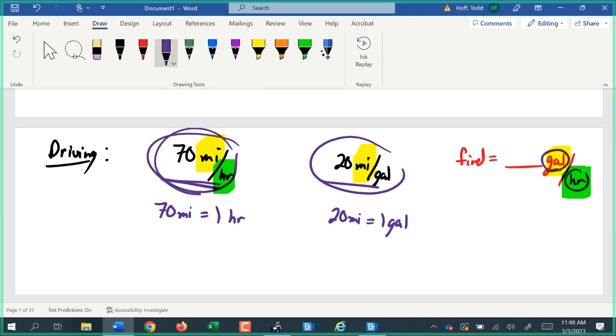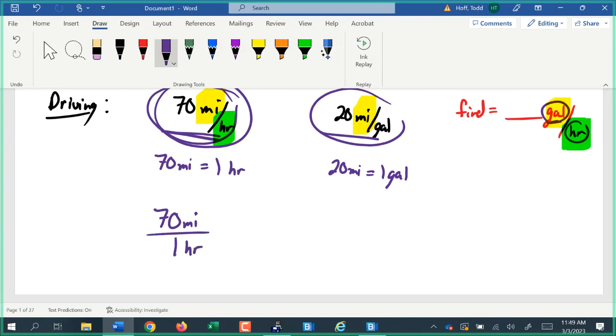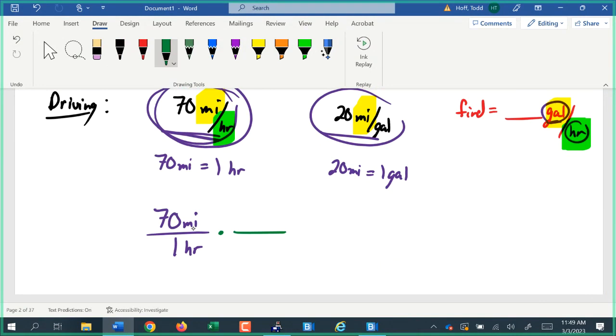So we're going to start with that 70 miles per hour. And we're going to write it as 70 miles over 1 hour. Remember when we talked about rates, that unit rate, we have to write it in that form so that we can calculate with it. Now we need to get rid of the miles. So I'll put miles over here.